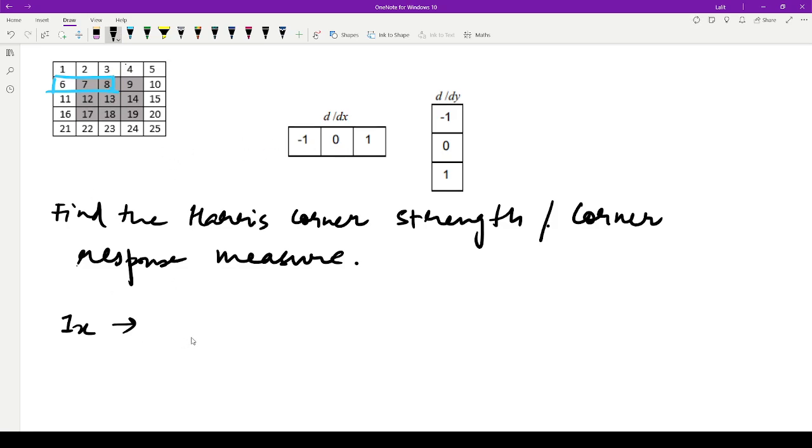So for this 3 cross 3 area, what I will get is 2. This one will be 2. If I place it here, it's again 2. I think everything is 2 here.